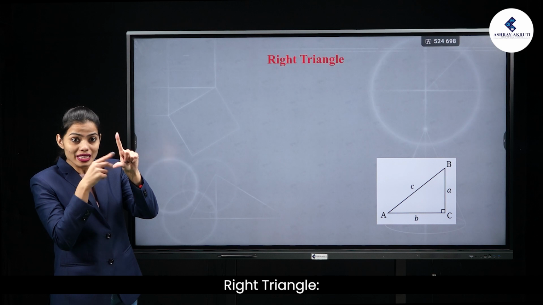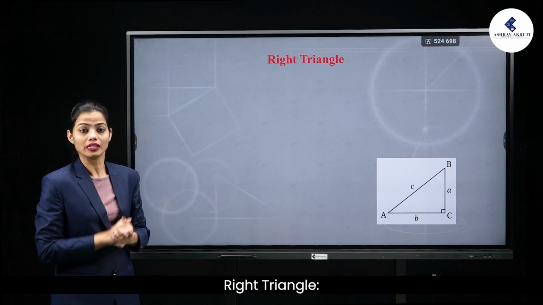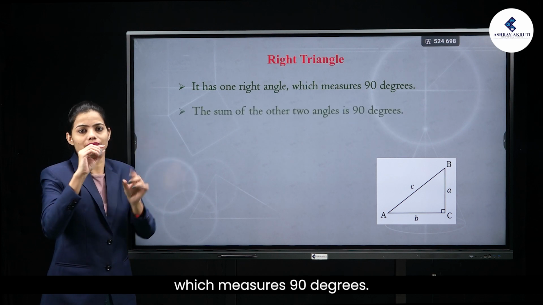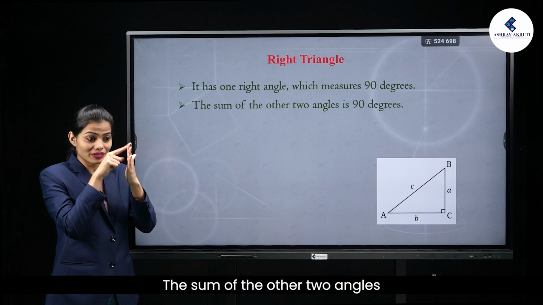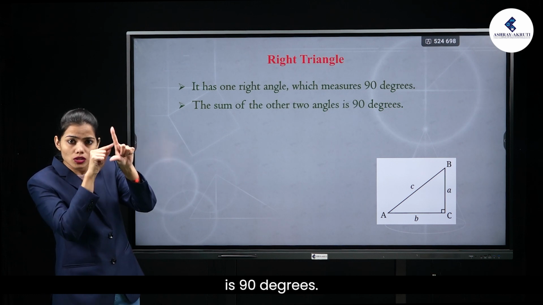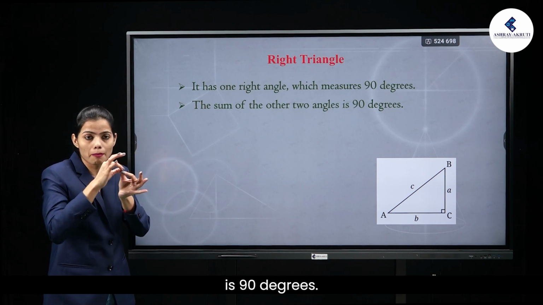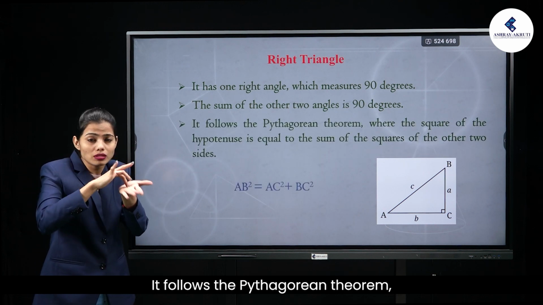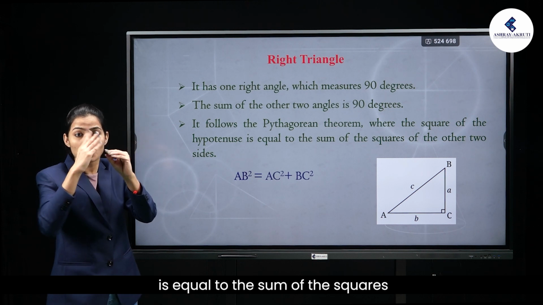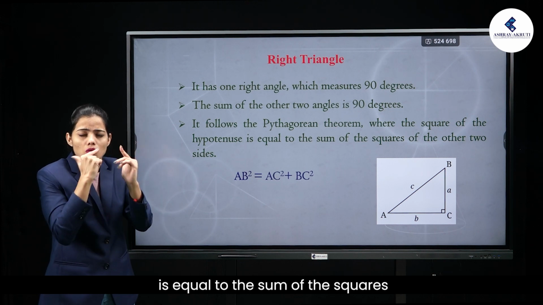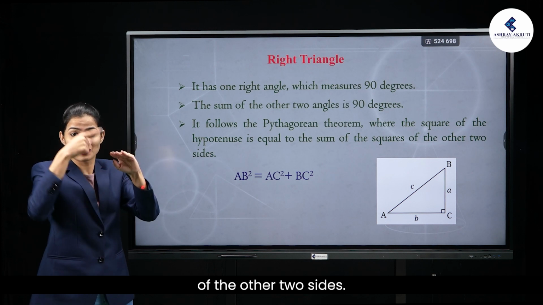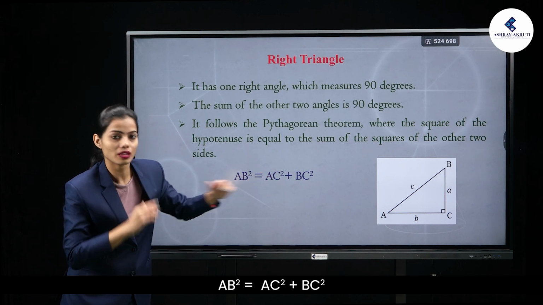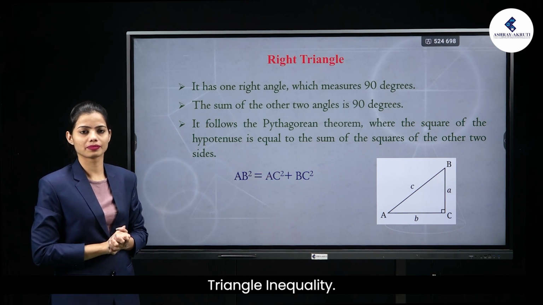Right triangle. It has one right angle which measures 90 degrees. The sum of the other two angles is 90 degrees. It follows the Pythagorean theorem, where the square of the hypotenuse is equal to the sum of the squares of the other two sides. AB square is equal to AC square plus BC square.